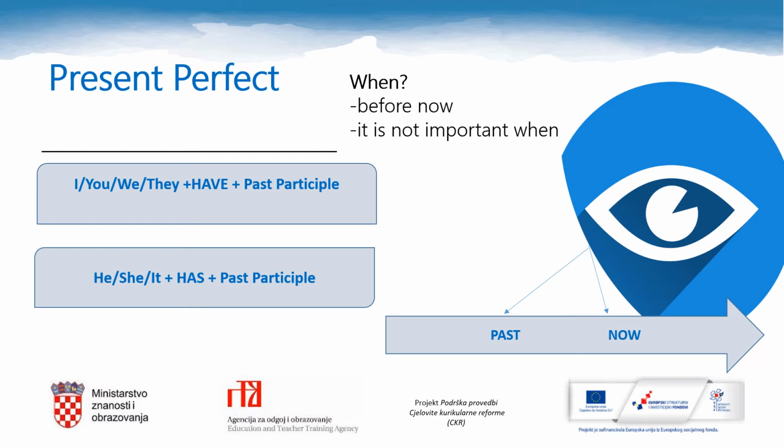Look at the picture, you can see an eye. We are looking at an activity which happened in the past, before now. We don't know when exactly. That's when we use present perfect, have plus past participle of the main verb.